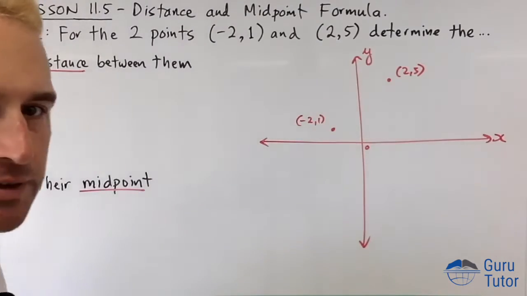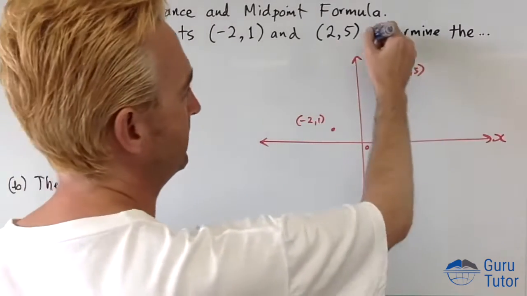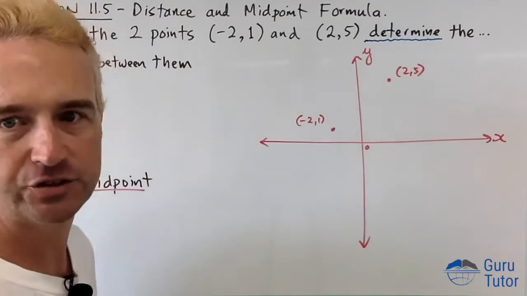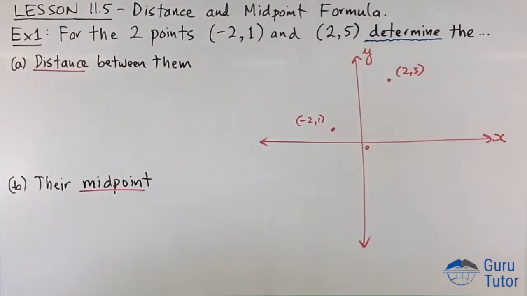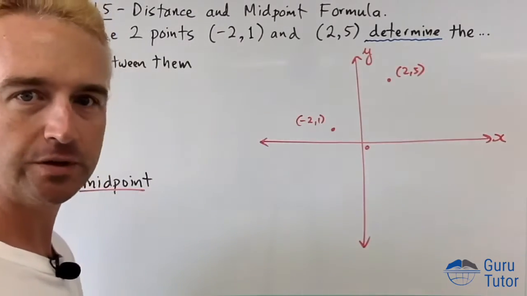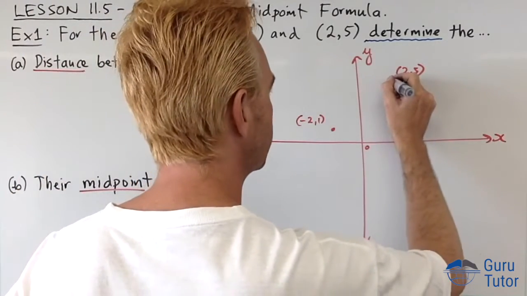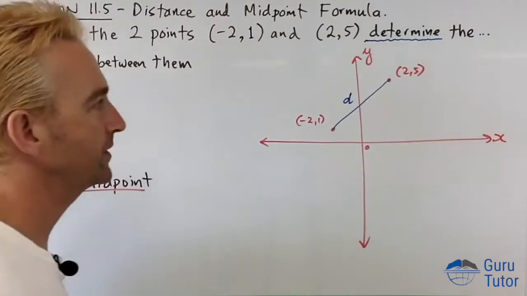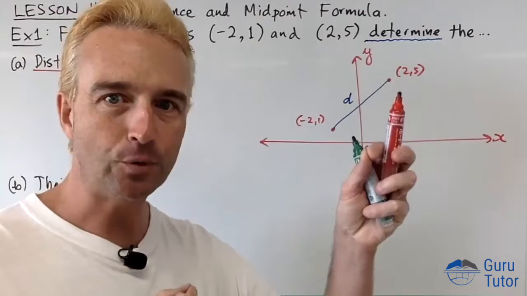Determine this. So do we know what the word determine means? As you get further and further into math, these words start coming up in math and science. Determine means figure out and show working. Determine the distance between them. So when I say the distance between them, what does that mean? That means this length. And we usually call it a little d. All right, that's that distance connecting the points.